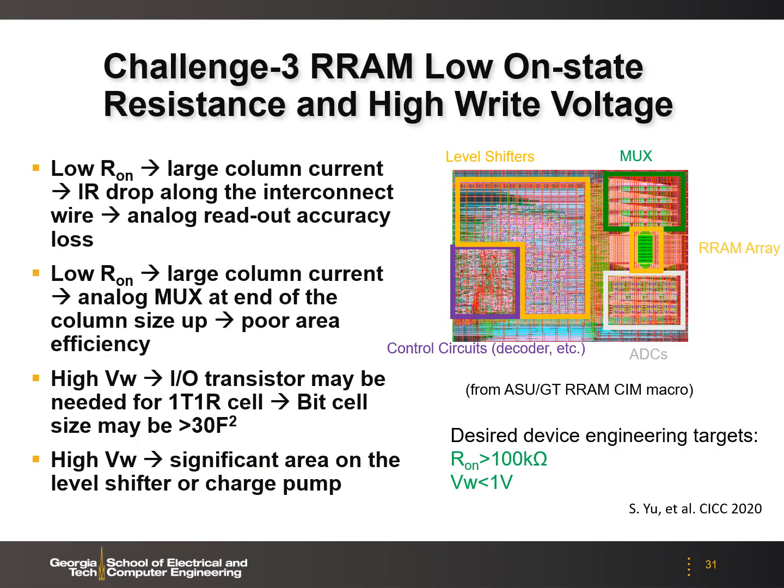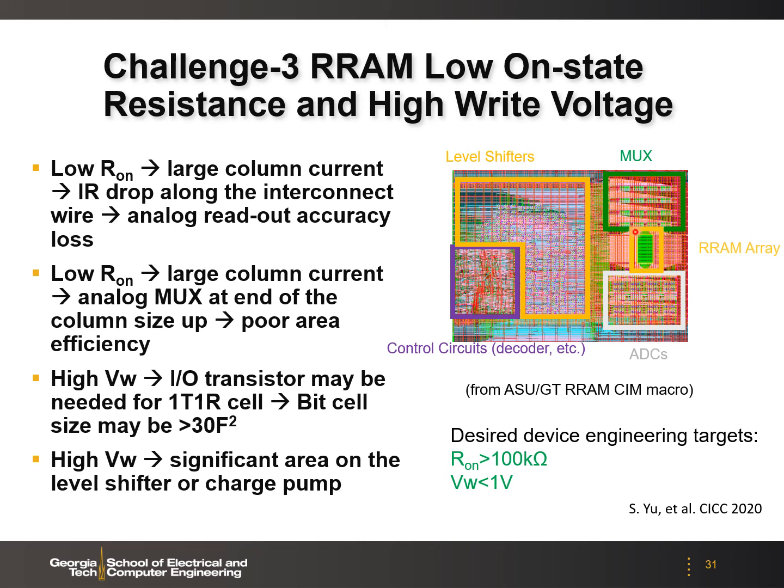The third challenge, in particular to the RRAM technology, is the low on-state resistance and high write voltage. If the RRAM resistance is low, for example, a few kilo-ohm for the on-state, there will be a large column current because we sum up multiple rows, and there will be IR drop along the interconnect wire, which may lead to analog readout accuracy loss. And if the unstable resistance is low, we need to support large current. That means we have to size up the mux transistor at the edge of the array, which may lead to poor area efficiency, as we see here in our layout.